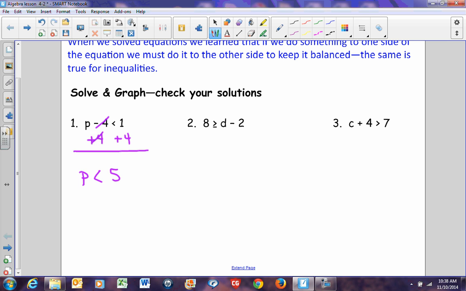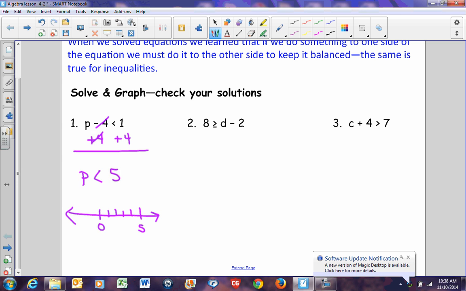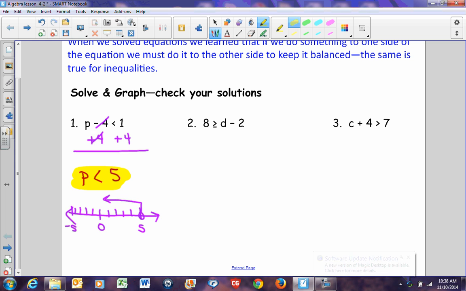All we need to do now is graph it. I think this is 0, 1, 2, 3, 4, 5. 1, 2, 3, 4, negative 5. We'll put an open circle at 5 with a line going to the left. It is absolutely critical that your answer includes the inequality part. Don't just give me less than 5. You have to have the variable, you have to have the inequality symbol, and the number. And of course, you need your graph as well.